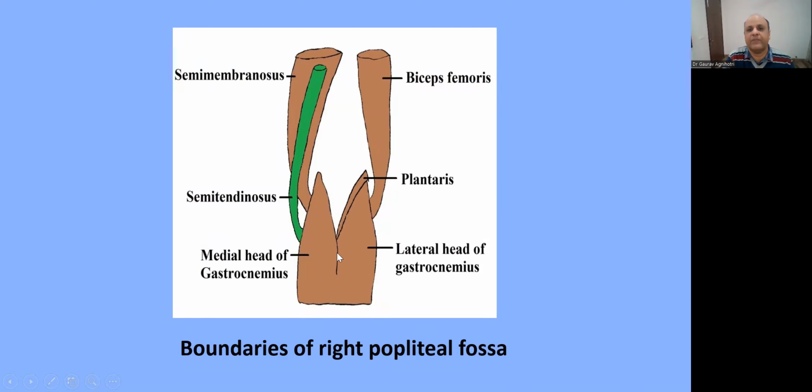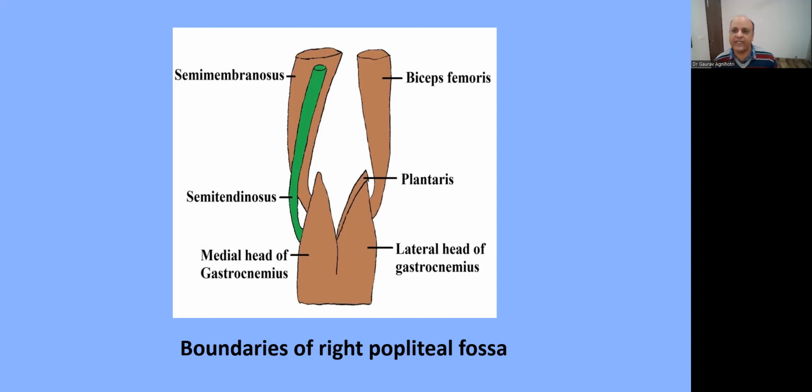Okay. So this diamond-shaped depression has got on the superolateral aspect biceps femoris, superomedially semimembranosus, this flattened muscle, and semitendinosus, this tendon of semitendinosus is seen superomedially. Inferomedially medial head of gastrocnemius, inferolaterally lateral head of gastrocnemius supplemented by the plantaris muscle. And be careful regarding the spellings of gastrocnemius: G-A-S-T-R-O-C-N-E-M-I-U-S. Students mostly write them wrong in the examinations. So these are the boundaries of the popliteal fossa.